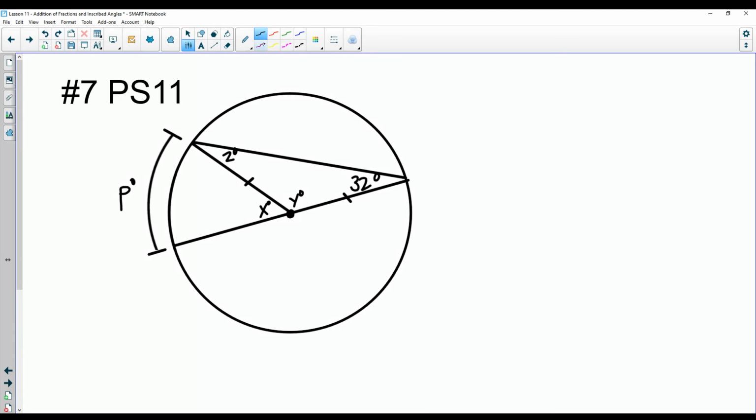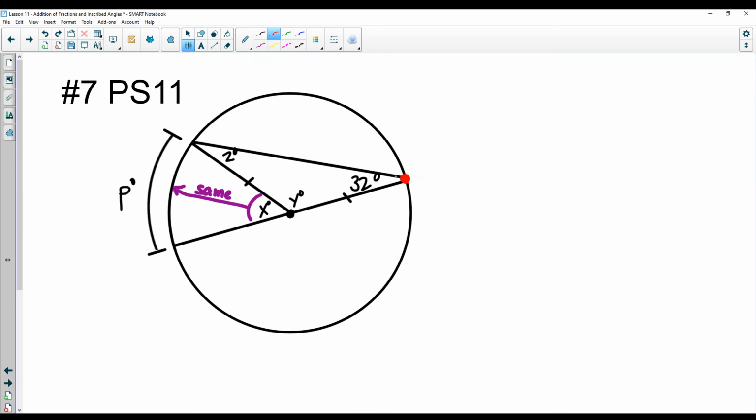All right, guys, I'm going to help you set up number 7 from problem set 11. There's a couple ways you can approach this. But what I notice here is I've got an inscribed angle. Once I find x, actually this is not an inscribed angle. X is a central angle. It's going to be the same as P, correct? The inscribed angle is right here.